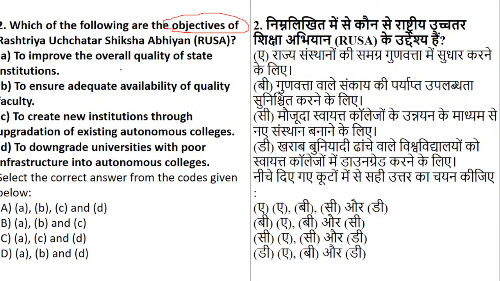So first of all, to improve the overall quality of state institutions, to ensure adequate availability of quality faculty. Now quality faculty, it means quality in the teaching. To create new institutions through upgradation of existing autonomous colleges. To downgrade universities with poor infrastructure in autonomous colleges. So what are the given codes? I mean to say, from the given codes, which are the correct one that you are supposed to answer.